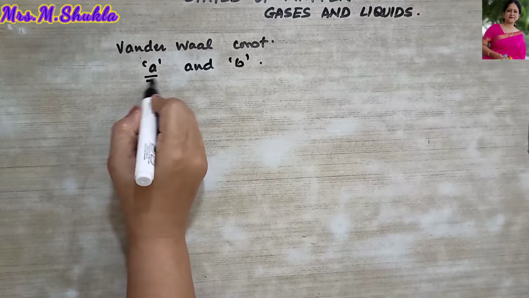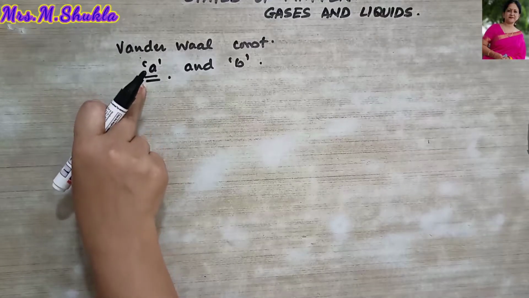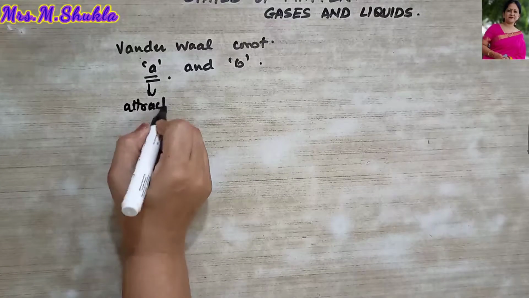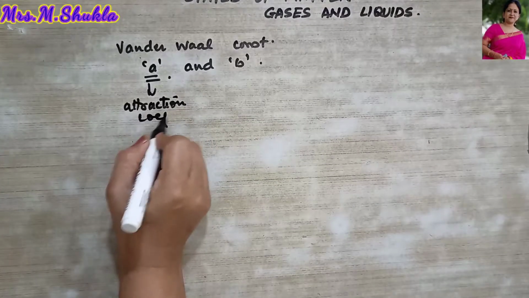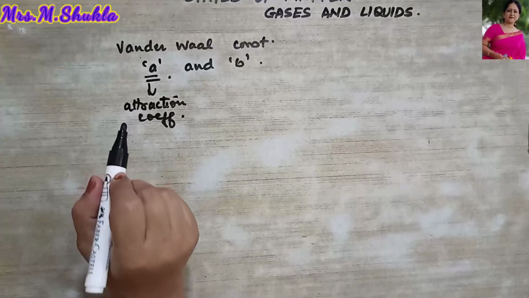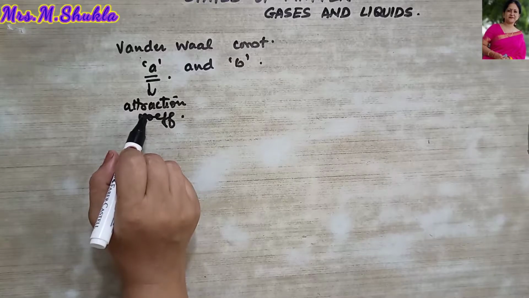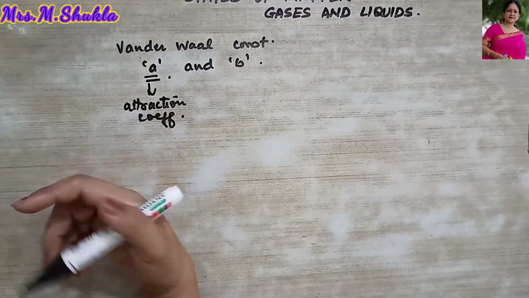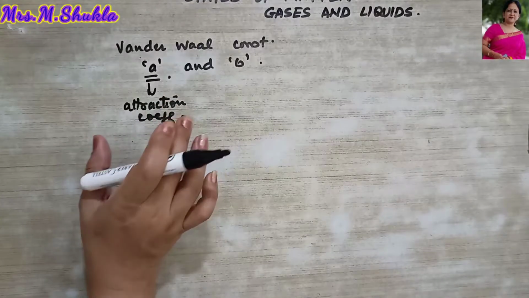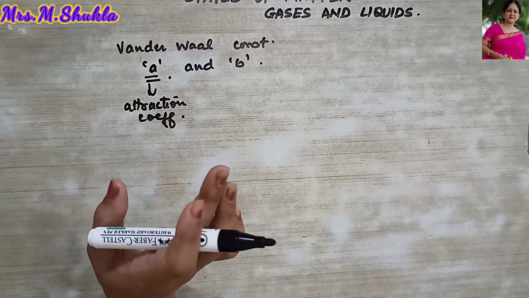Now what is the physical significance of this van der Waals constant A? This constant A used in the van der Waals equation is called the attraction coefficient, isn't it? And it is the characteristic of a gas. The value of A is a measure of the force of attraction between the molecules of the gases. The larger the value of A, the more will be the negative deviation from ideality.